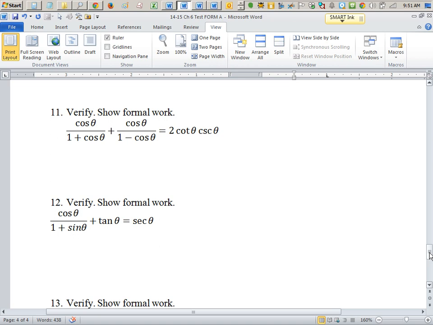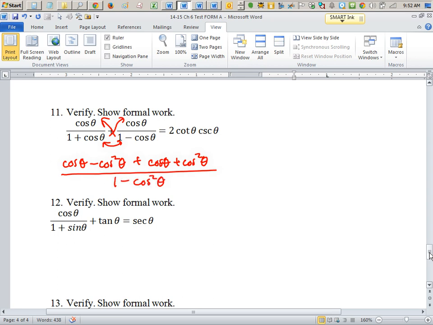All right, let's go to this problem. For this one, I would just multiply this up to here and this up to here and these together. So it would look like this. Cosine minus cosine squared plus cosine plus cosine squared all over 1 minus cos squared. So I just followed the arrows and I multiplied. In order, it's 1, 2, 3. This is 1, 2, 3.